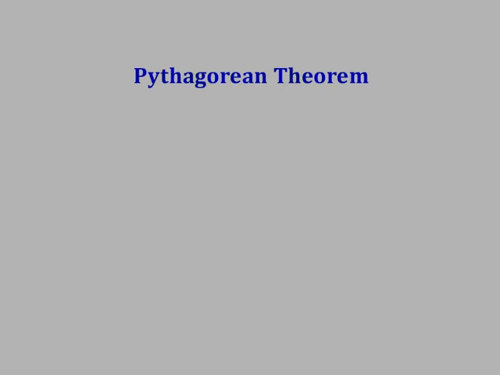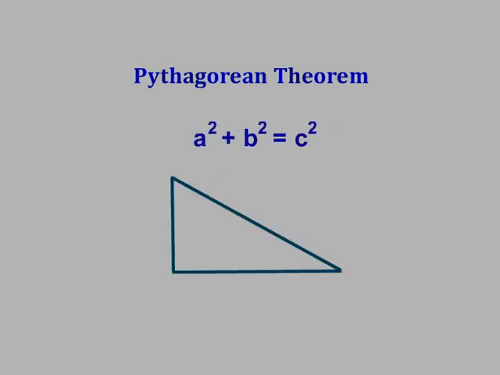You'll encounter the Pythagorean theorem often on the test. The Pythagorean theorem states that a squared plus b squared equals c squared, where a and b are the sides of the right triangle and c is the hypotenuse.